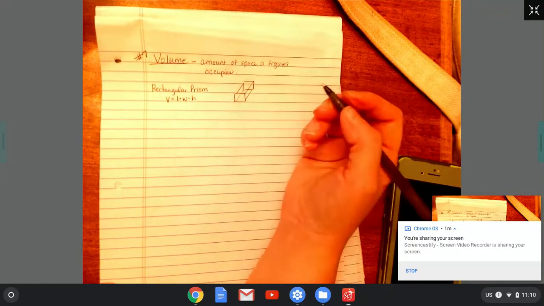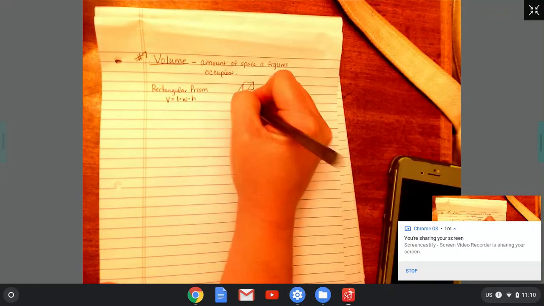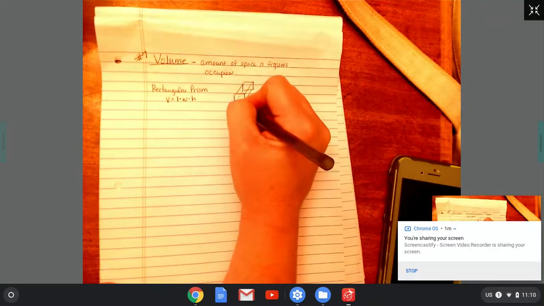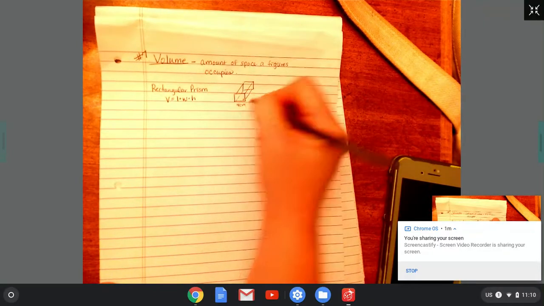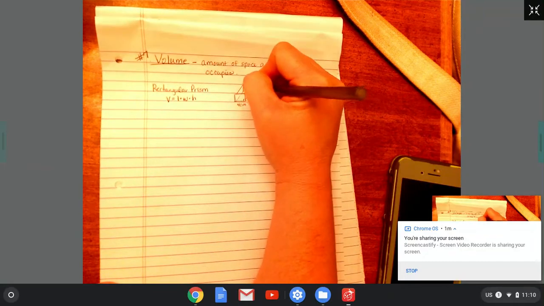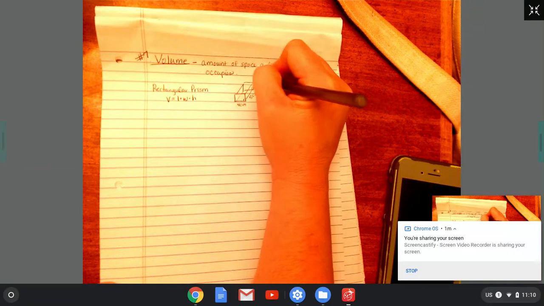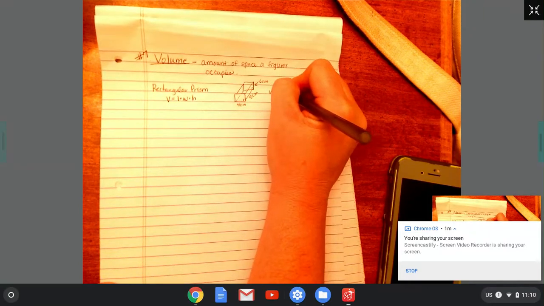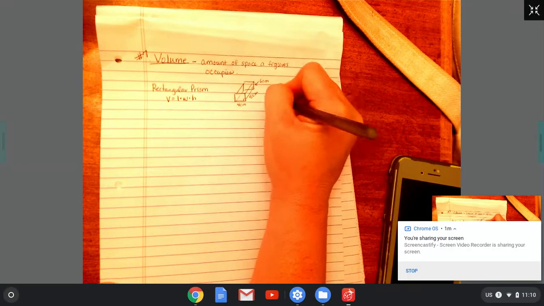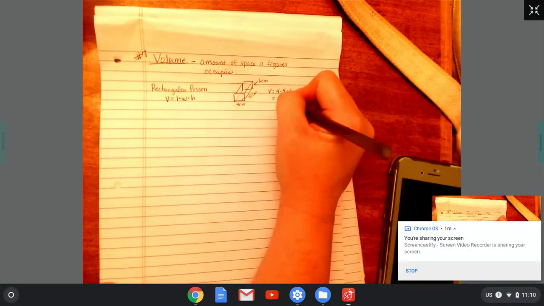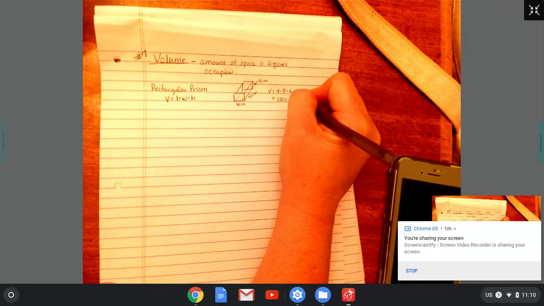They need to give us three measurements. So this is not drawn to scale, but we'll say the length in the front is 4 centimeters. The width on the side is 5 centimeters. And then the height in the back, this is 6 centimeters. So volume would be 4 times 5 times 6. 4 times 5 is 20. 20 times 6 is 120 centimeters cubed.